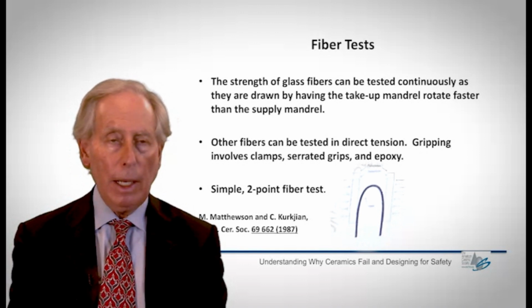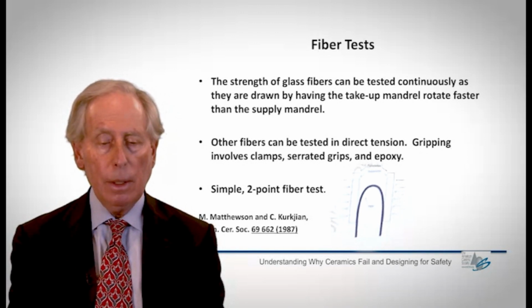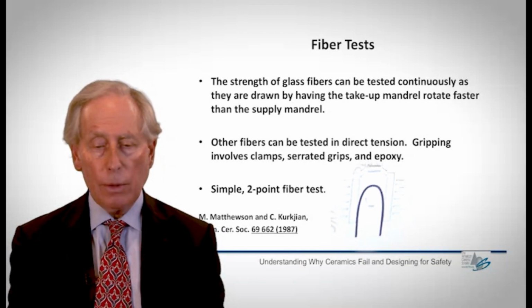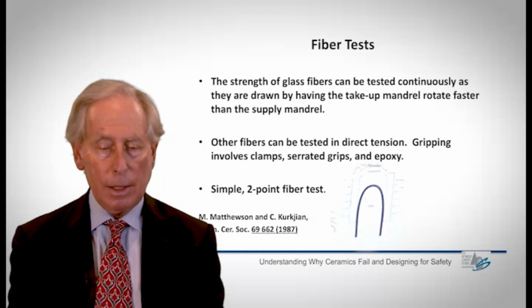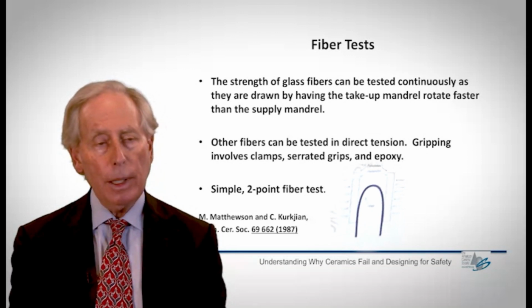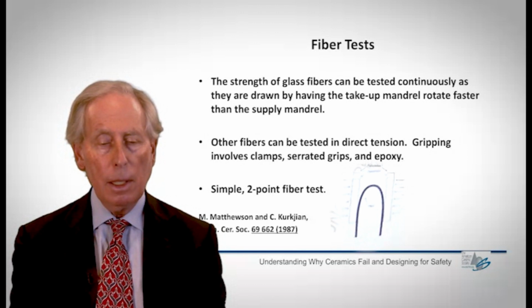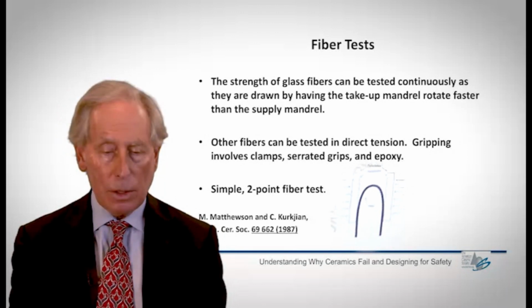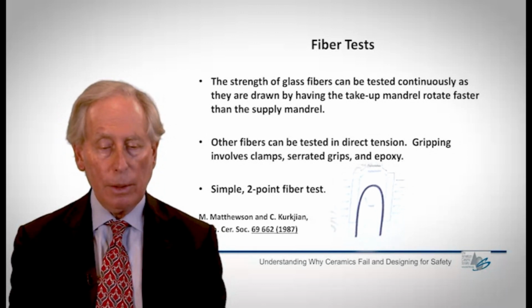The manufacturer of glass fibers for optical communication is always concerned about the possibility of glass fiber failure. One of the ways the strength of those fibers is tested is to pull them continuously as they're drawn out of the melting furnace in a take-up mandrel that rotates faster than the supply mandrel, so they're naturally strained as they come across. It's more or less a proof test. If it fails, then we know that there's a low-strength region there.